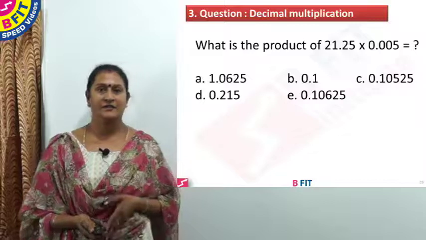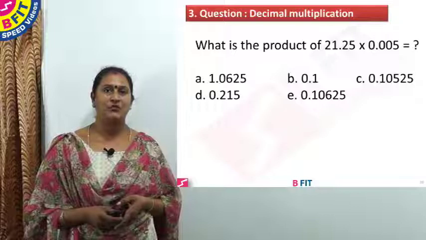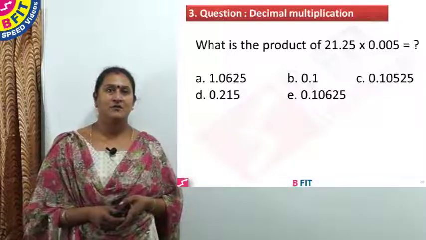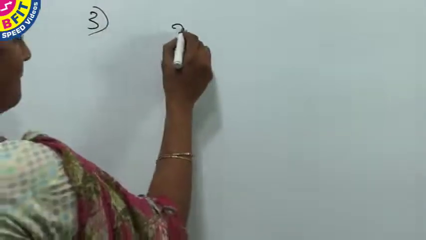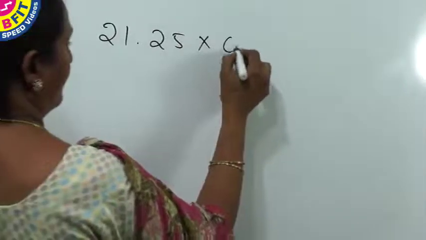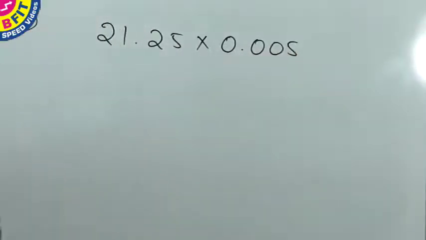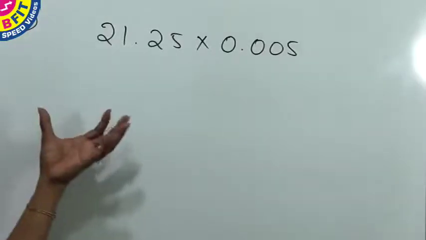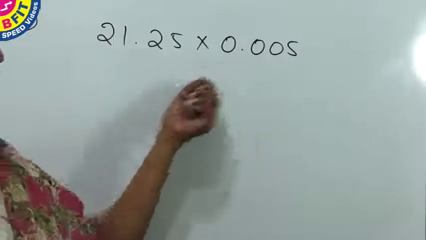Question number 3. What is the product of 21.25 into 0.005? So this is nothing but to imply the decimal position. So it is 21.25 into 0.005.